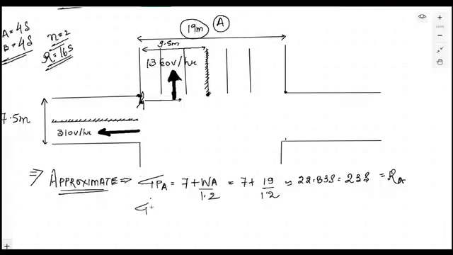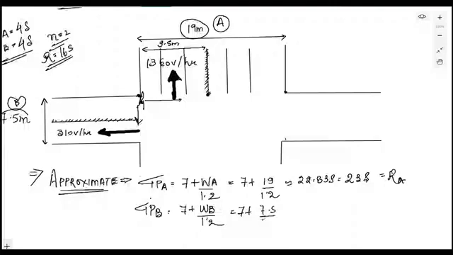Similarly, you will calculate the green time for the pedestrian on road B. This will be equal to 7 plus WB divided by 1.2. Now, what is WB? WB is this much portion of it. This pedestrian will try to cross this particular road, which is road B. And when he tries to cross road B, the total width he has to cross is 7.5 meters.